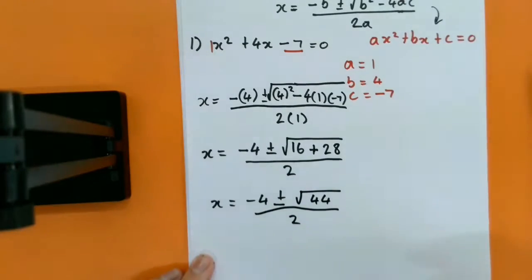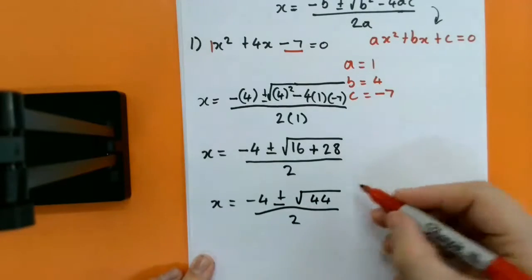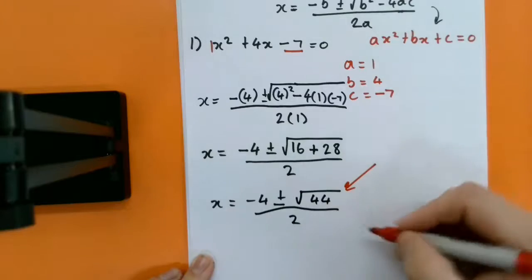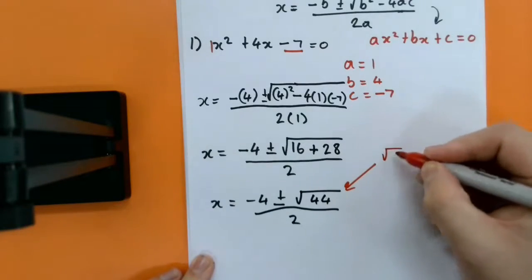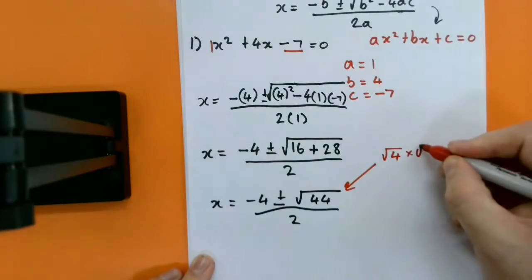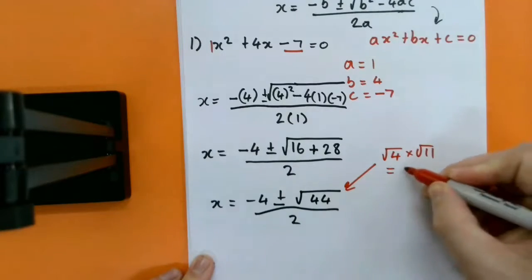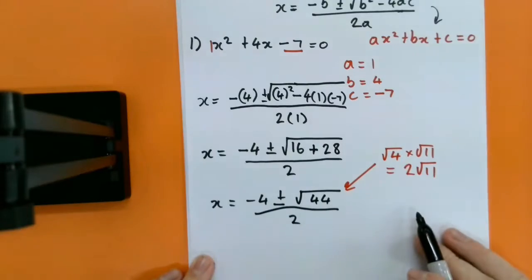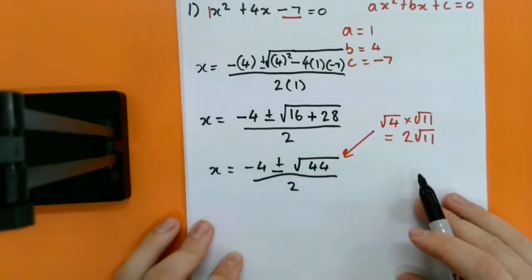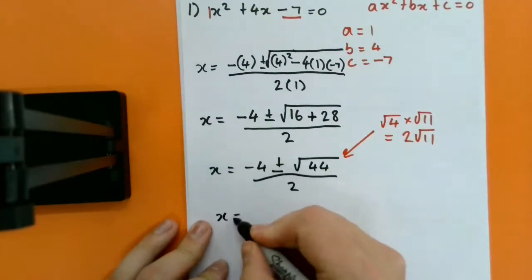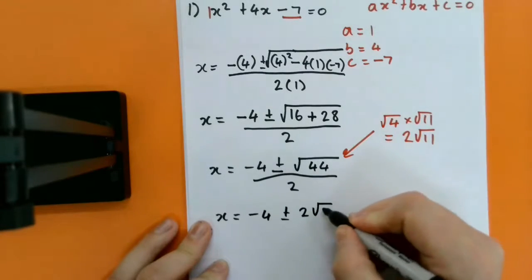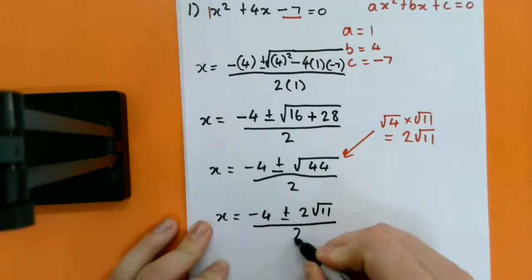So still working with what we have, what you should be checking along each step is whether you can simplify this surd or not. It just so happens that you can simplify this surd by rewriting it as the square root of 4 times the square root of 11, which is equal to 2 root 11, because the square root of 4 is 2. So coming down another line, x is equal to minus 4 plus or minus 2 root 11, all over 2.